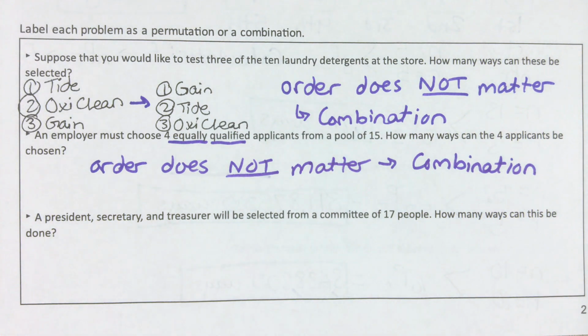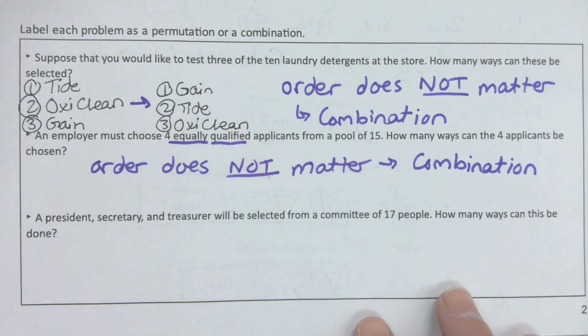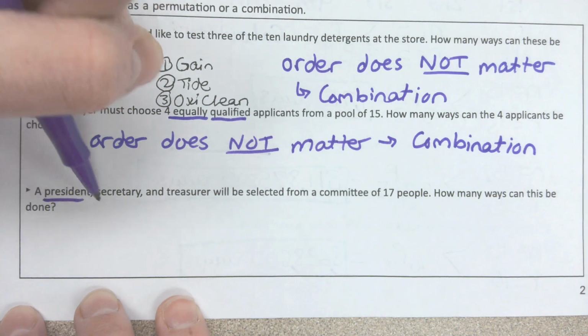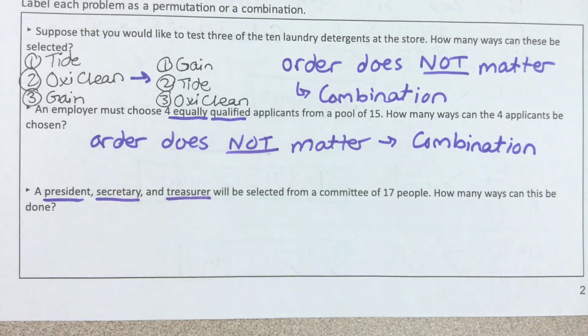When there's some level of equality in the problem, it's typically a combination. When there's a permutation, there's some consequence to changing the order. Last problem, this is a classic one, you're going to see it a lot. A president, secretary, and treasurer will be selected from a committee of 17 people. How many ways can this be done? We have 3 positions, president, secretary, and treasurer. Only one person can get each position. On top of that, each position has different responsibilities and more than likely different pay. So if you're applying for these 3, you're going to care which one you get. So absolutely, order matters here.